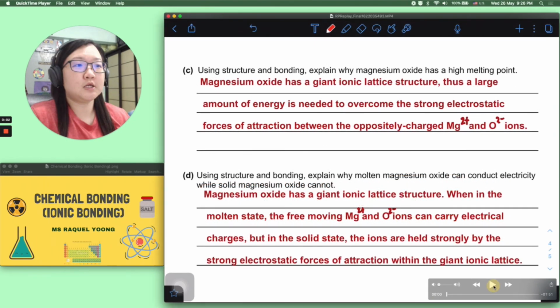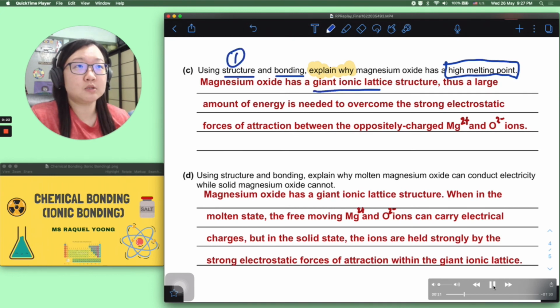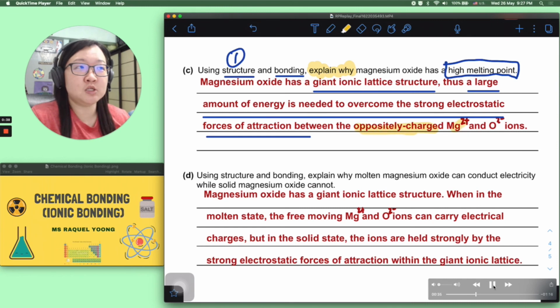Alright, let's look at the last two questions. Part C, using structure and bonding, explain why magnesium oxide has a high melting point. These last two questions we are looking at physical properties of ionic compounds. First one being melting and boiling point, and we need to talk about both structure and bonding. So we start off by saying that magnesium oxide, ionic compounds in general, have a giant ionic lattice structure. As a result, when we heat it, a large amount of energy is needed to overcome the strong electrostatic force of attraction between the oppositely charged Mg2 plus and O2 minus ions. So this is the bonding portion.